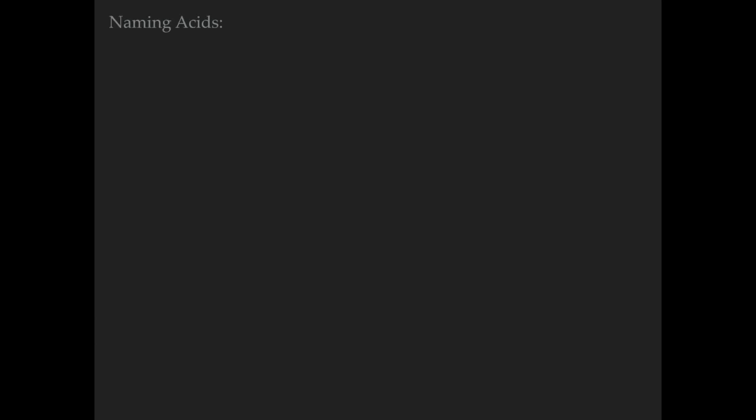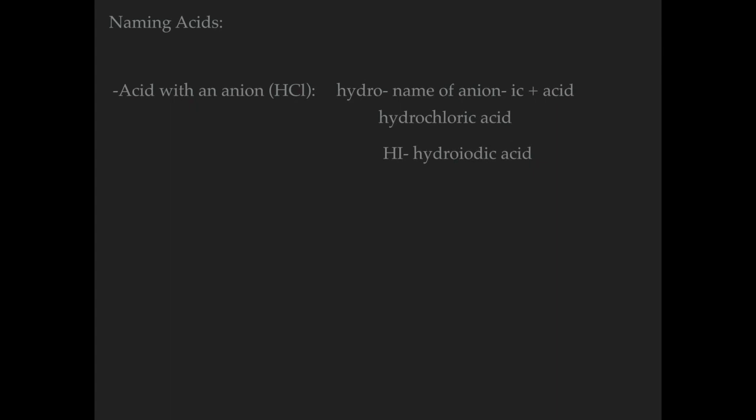So another type of double replacement reaction involves bases and acids. Well, you know how to name bases because bases are just metal hydroxides, any metal with hydroxide behind it. Now, acids, however, we don't know how to name yet, so we're going to work on that right now. If I have an acid that has just an anion, like HCl, the way you name it is you write hydro, then the name of the anion, add ic to the end, and then acid. So for example, HCl would be hydrochloric acid. HI would be hydroiodic acid.